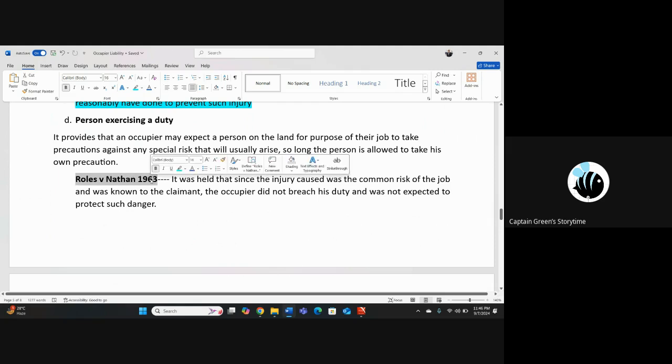As we have in the Roles versus Nathan case, it was held that since the injury caused was a common risk of the job and was known to the claimant, the occupier did not breach his duty and was not expected to protect against such danger. This clearly tells us that when the occupier believes that the person performing the job must know what precautions to take to prevent any special risk, there will be no liability on the occupier and he will not be breaching his duty. He expected that the person doing his job on the land or premises would take precautions, as it is his duty and he is more aware than me about the precautions and dangers of that duty.